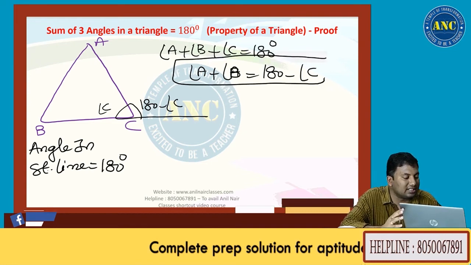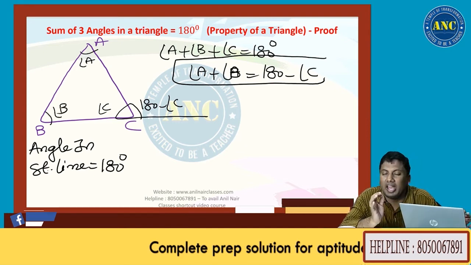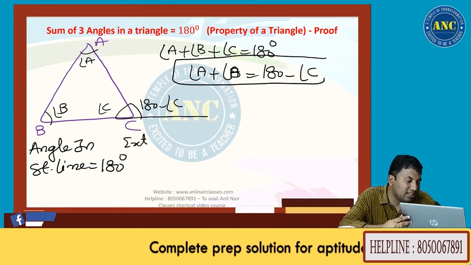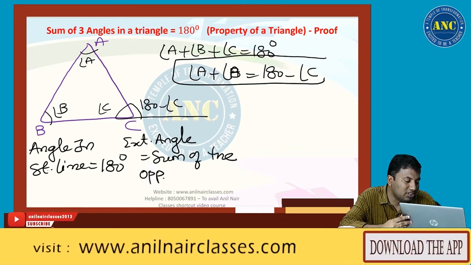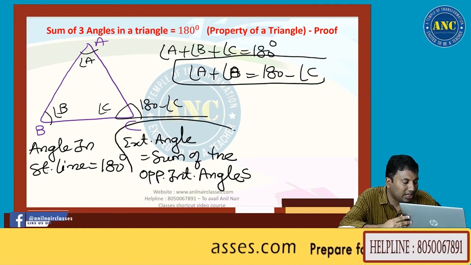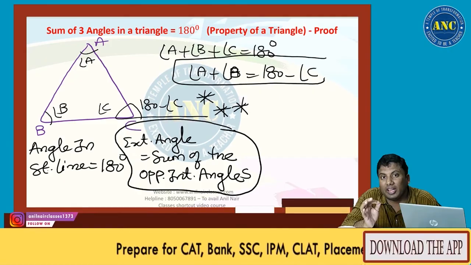180 minus angle C is nothing but an exterior angle. These are the opposite interior angles. Extremely important property: the exterior angle is equivalent to the sum of the opposite interior angles. I hope the proof is also clear. The exterior angle is equivalent to the sum of the opposite interior angles. I hope the proof is clear.